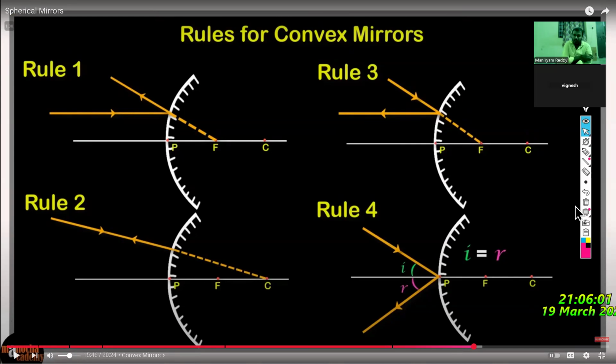Did you understand this all? This is the rules for convex mirrors. Here all are imaginary. We are imagining that inside the mirror it is happening. Because of that reason, dotted lines are made. These are the imaginary lines. This is happening outside the reflecting surface.